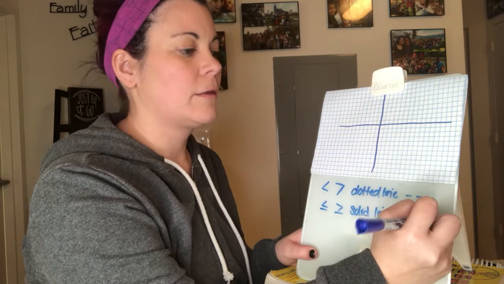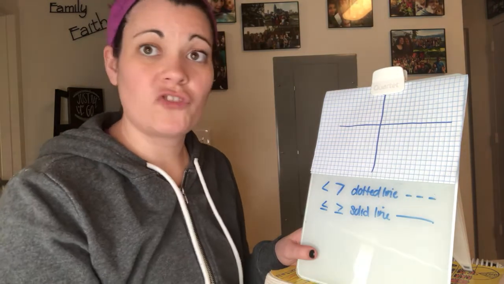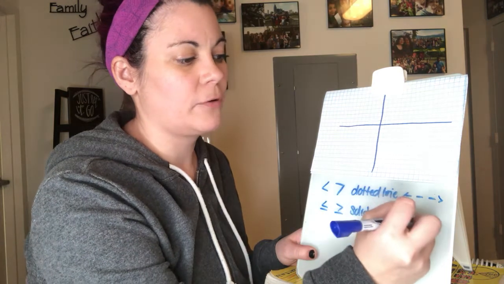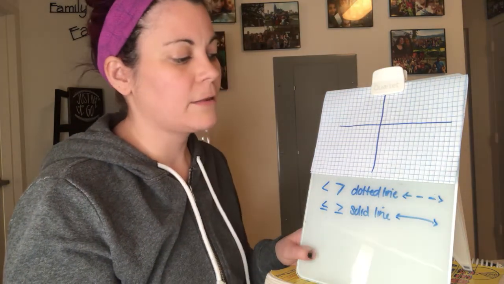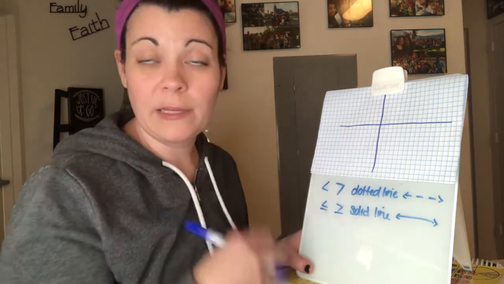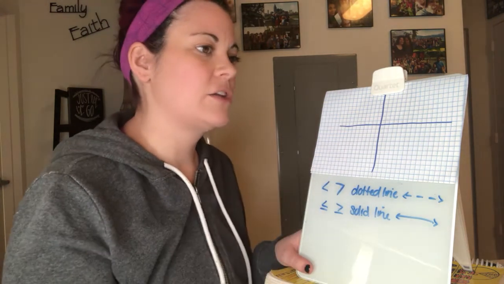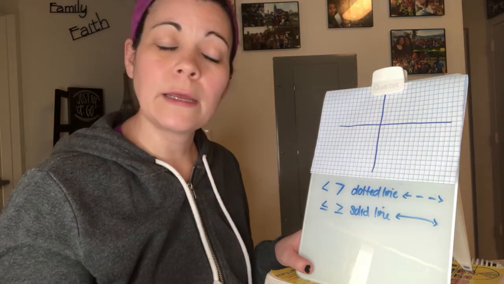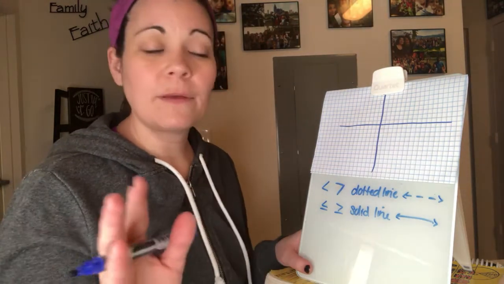You'll draw a solid line, and it'll look just like the equations, except you will have shading either above or below it, and I'll teach you that in just a minute. That's the only difference between a linear inequality and a linear equation. You graph them just the same.